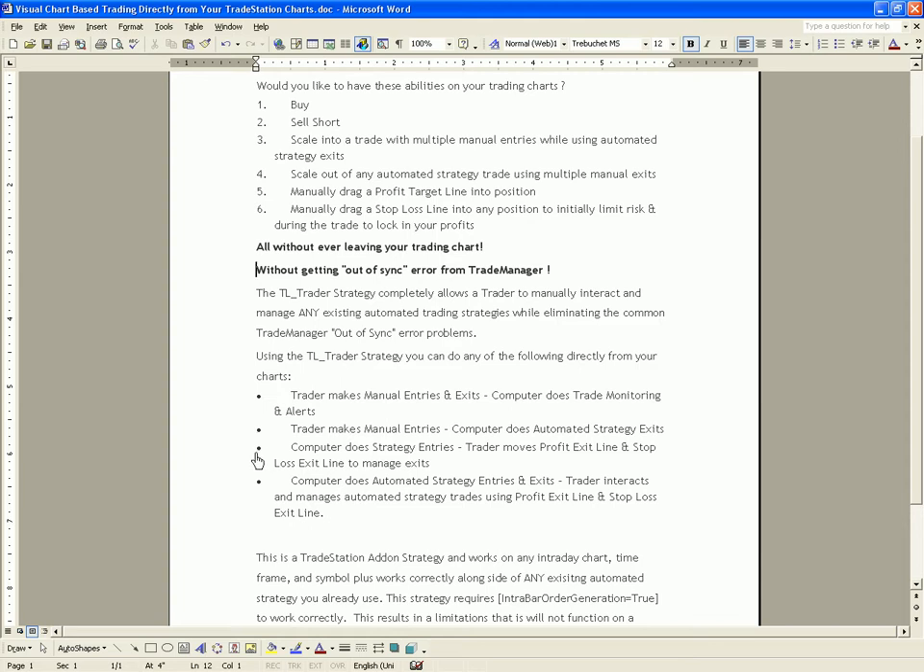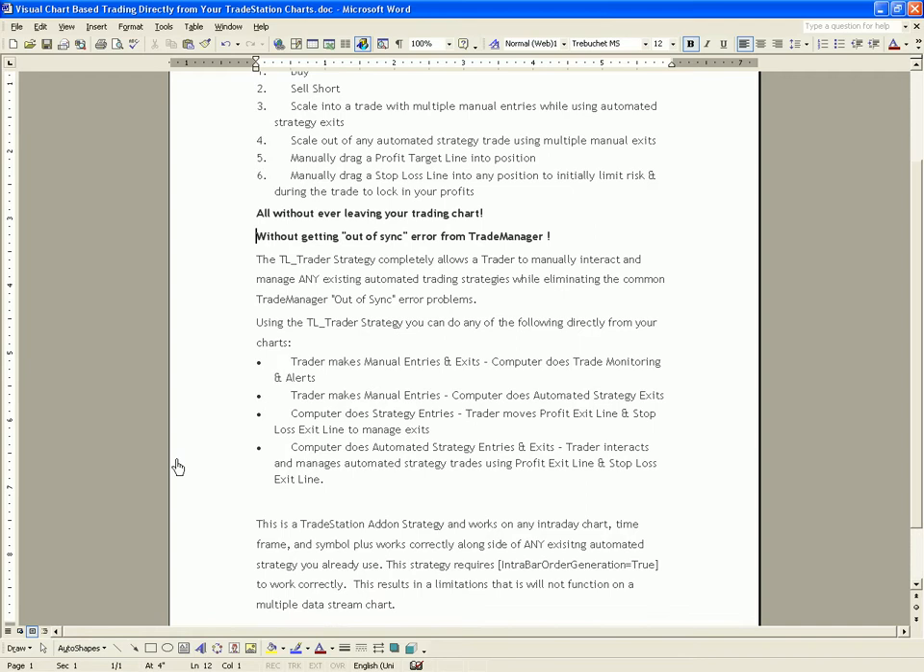Or the computer does the entries and the trader moves the profit exit line and stop exit line to manage the strategies. Or the computer does both the automated entries and exits and the trader interacts and manages with the automated strategy using the profit exit line and the stop exit line. I guess what we're saying is this gives you the ultimate flexibility of using automation with the human discretion combined in any way that works best for you.